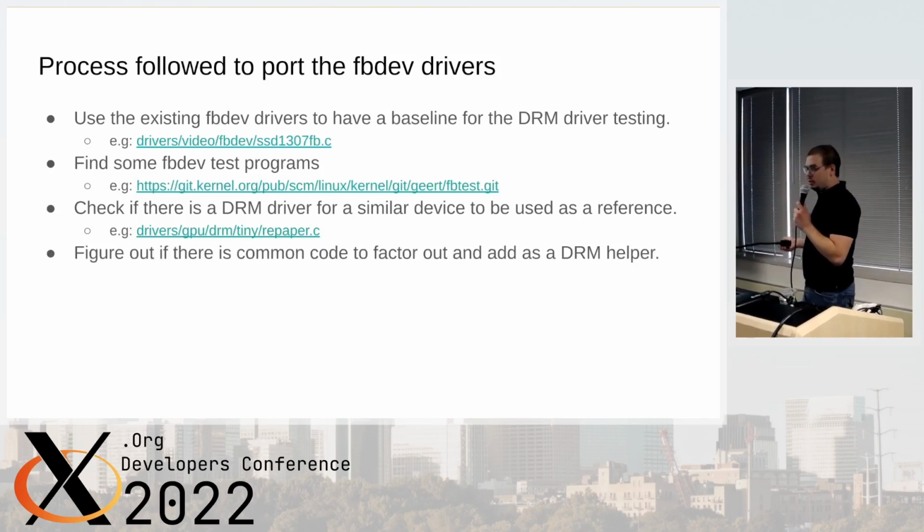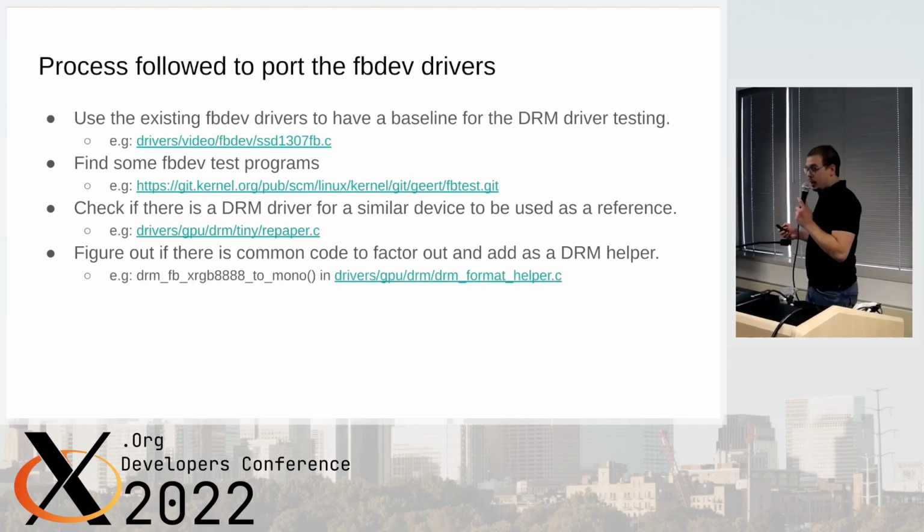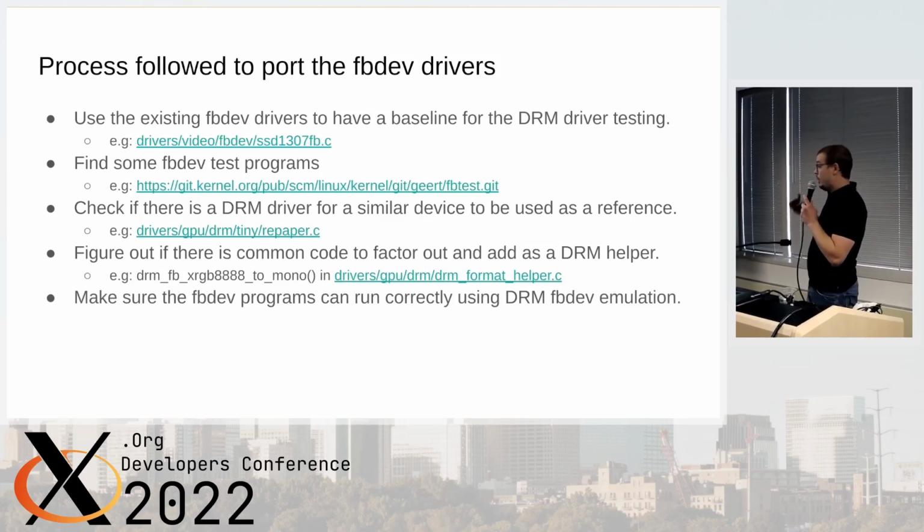The next step was to figure out if there was any common code between the DRM driver I was using as a reference, repaper, and the one I was working on. And I found that the format conversion helper that the driver was using would be a good candidate to propose as a DRM format helper, so that it could be shared between the two drivers. And once I had the driver working, the next step was to use the DRM fbdev emulation layer to make sure that the fbdev test programs that I was using to test the old fbdev driver were also working using the new DRM driver.